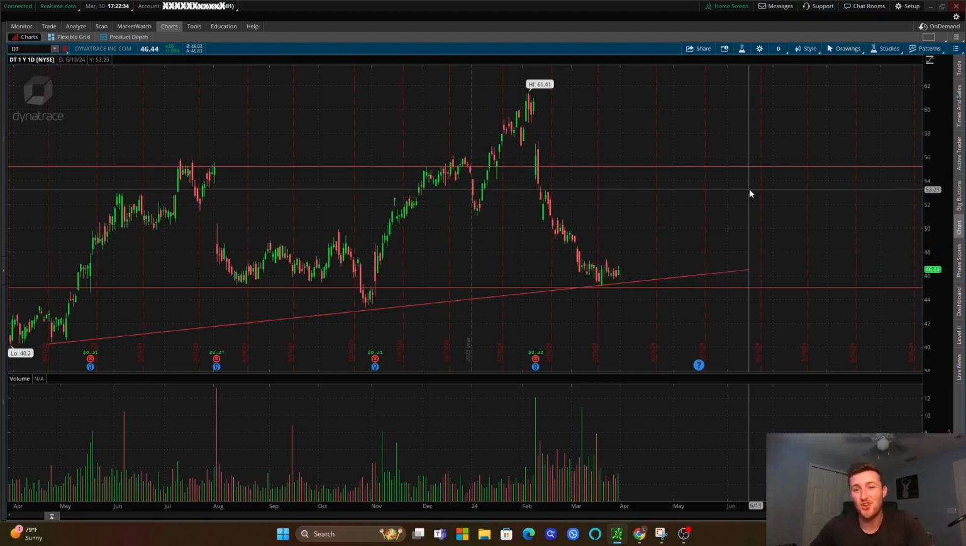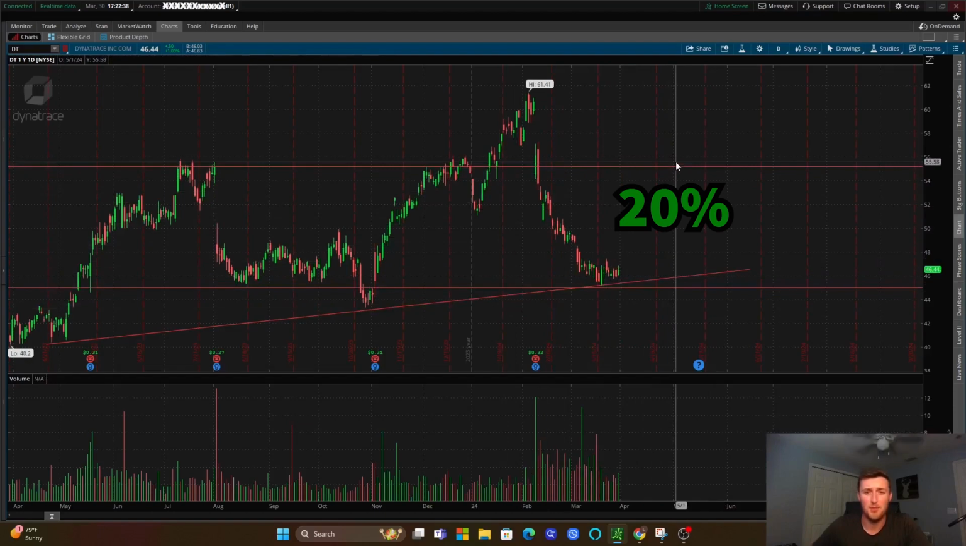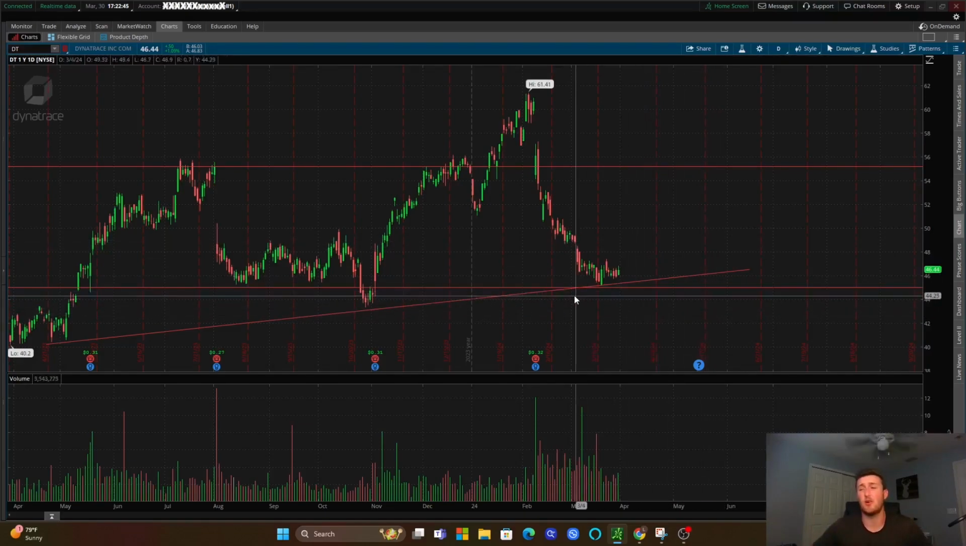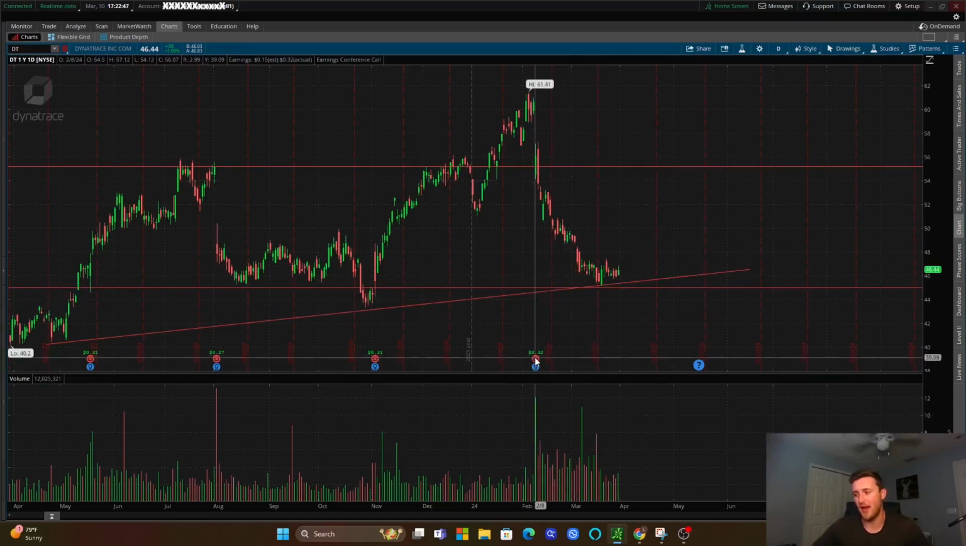And guys, it's on track to go towards a target of $55 a share. That's a 20% move in only a short amount of time. Expect this move to be 1, 2, 3 months. And we have earnings coming up, so you can actually see a rally to the upside because this stock did great at the last earnings.